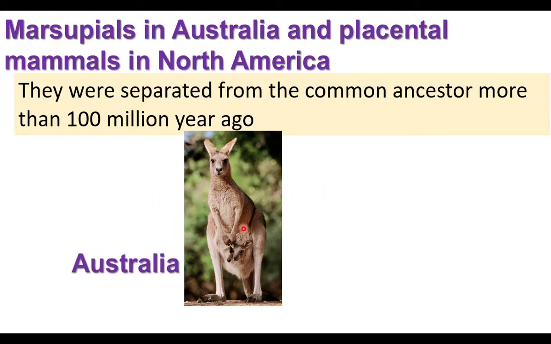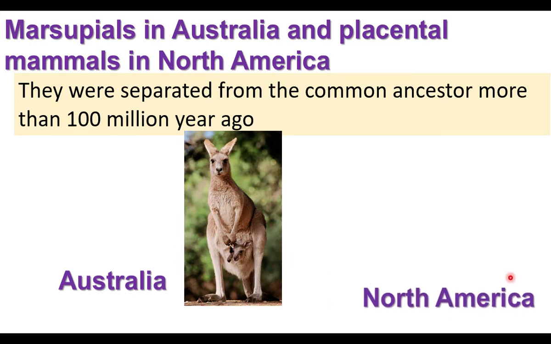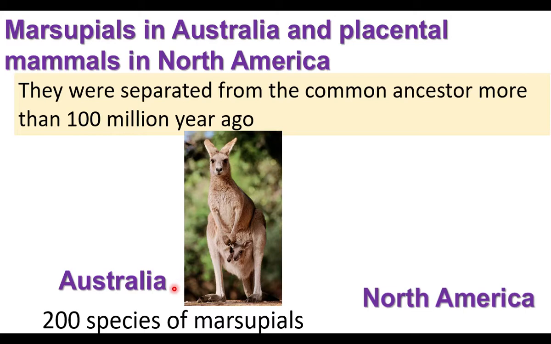In Australia, they evolved further. After the Australian marsupials and placental mammals in North America separated 100 million years ago, they evolved further, marsupials in Australia and placental mammals in North America. In Australia, they evolved into more than 200 species of marsupials. Marsupials carry immature young ones in the pouch.